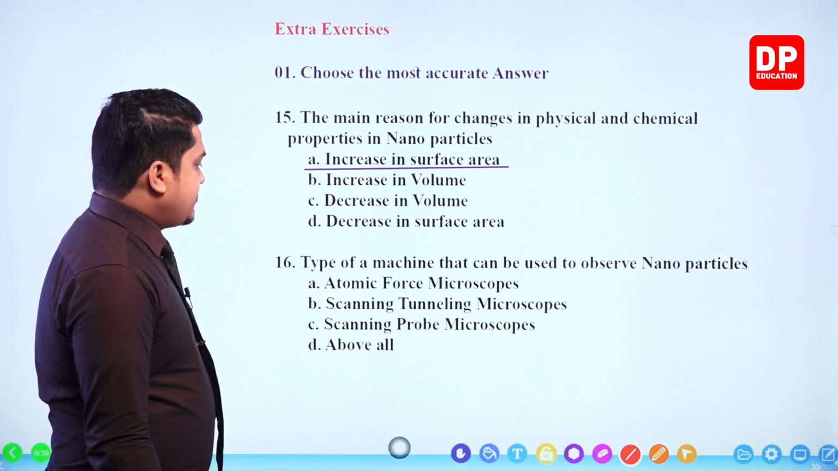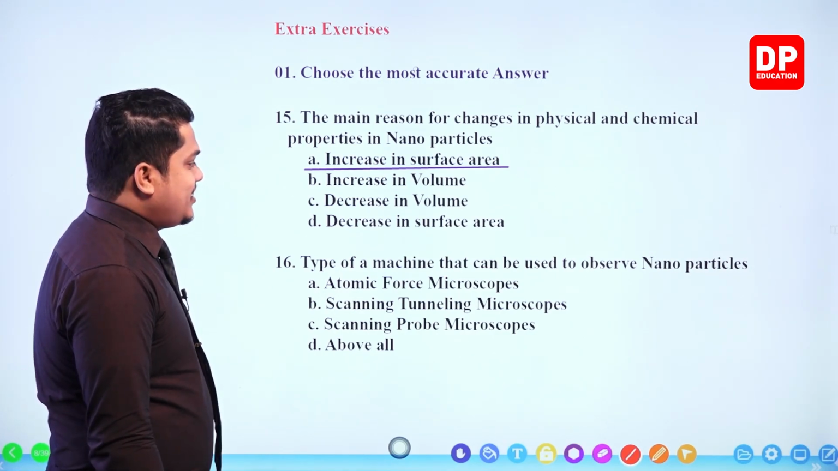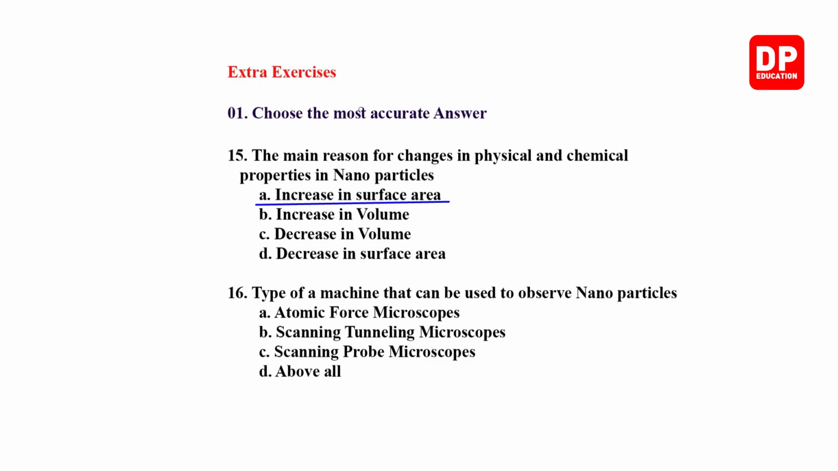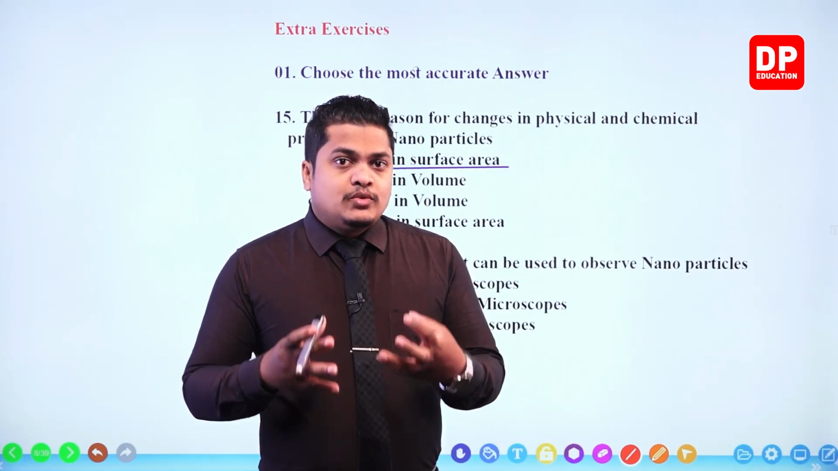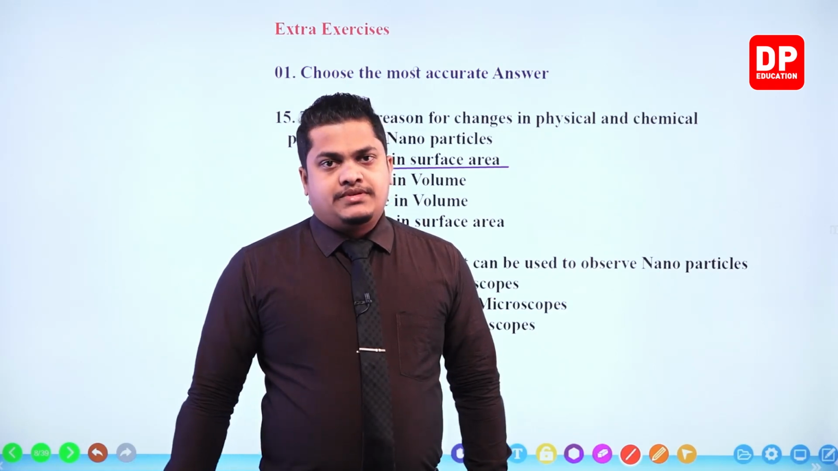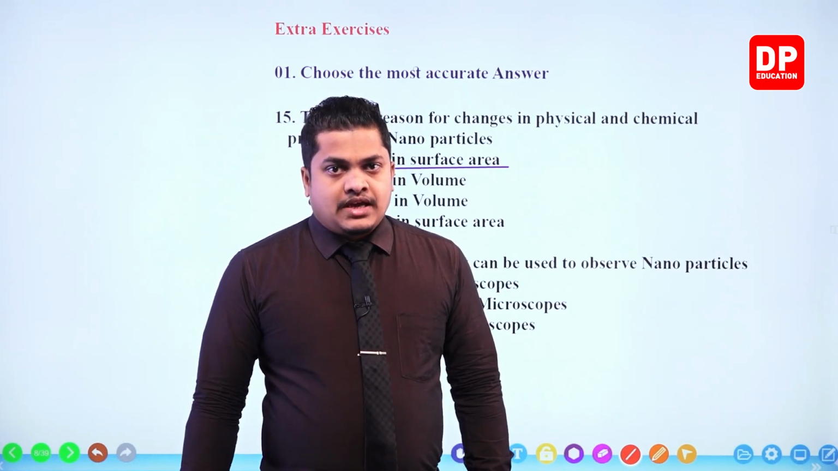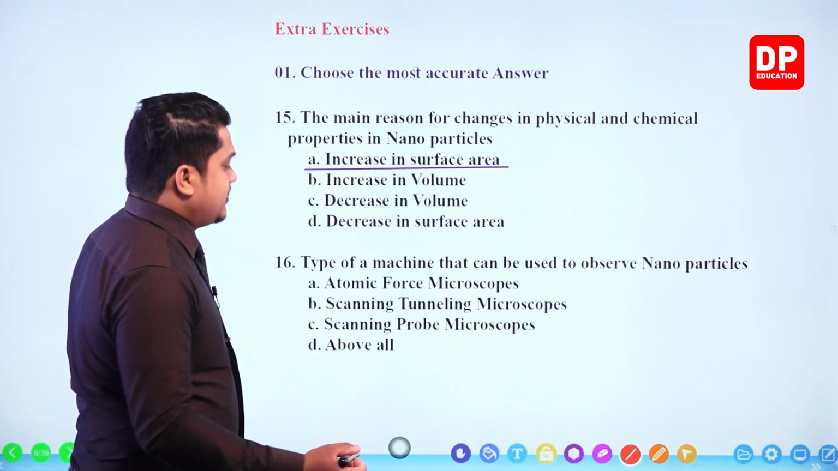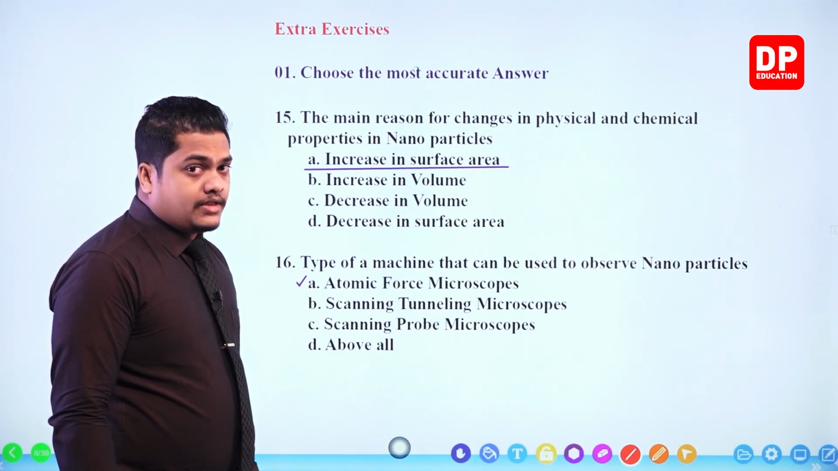Okay. Question number 16. Type of a machine that can be used to observe nanoparticles. Can you remember, we have come across this kind of question previously also. Over there we discussed that special kind of electron microscope which is called the atomic force microscope. So we use electron microscopes in order to observe these nanoscale particles. Let's go for the answers. We'll check whether there are any electron microscopes. So the first one, atomic force microscopes. Earlier also we took this as the correct answer. So atomic force microscope is the correct one.